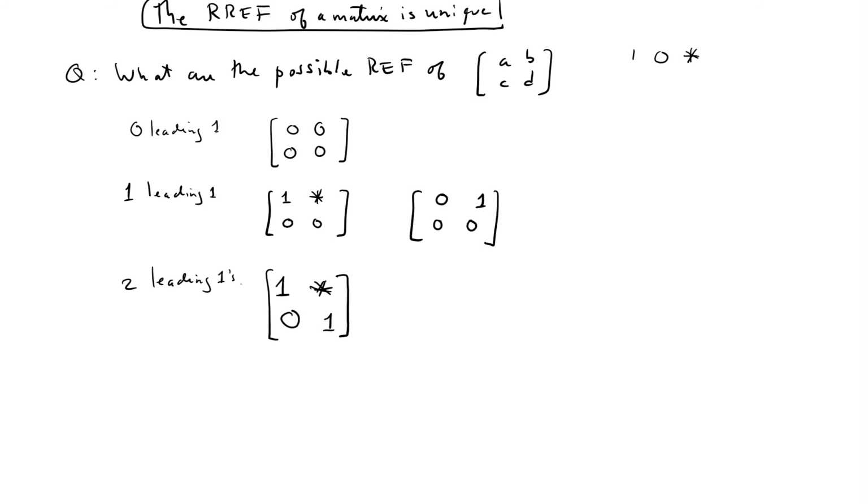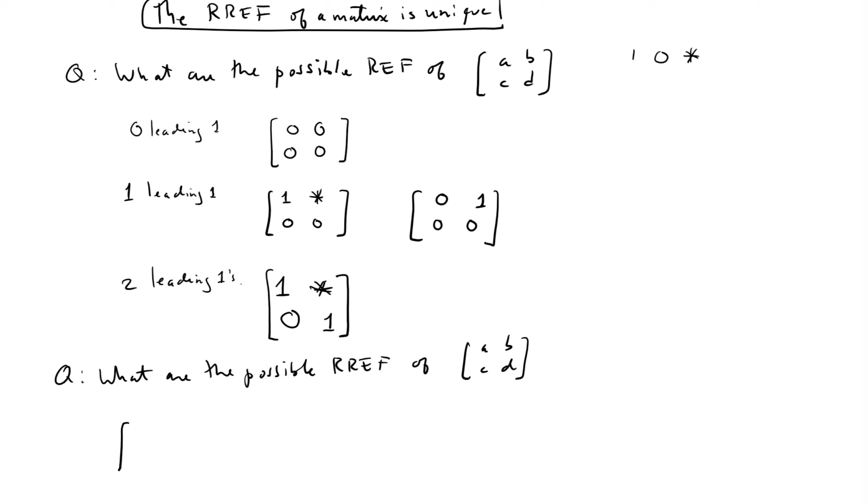Now let's try to answer the same question, but with reduced row echelon form. What are the possible reduced row echelon forms of A, B, C, D? With the answers we have from our previous question, it should be easier. Again, pause the video and try to answer it.